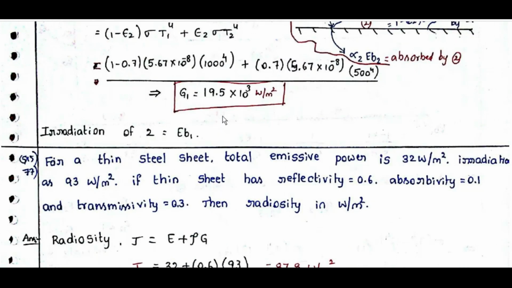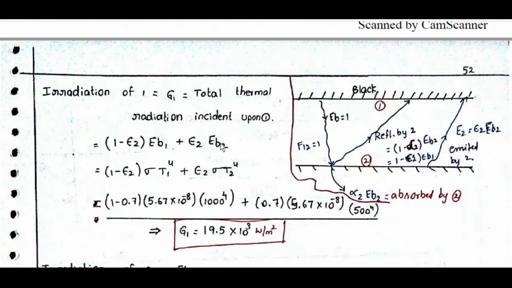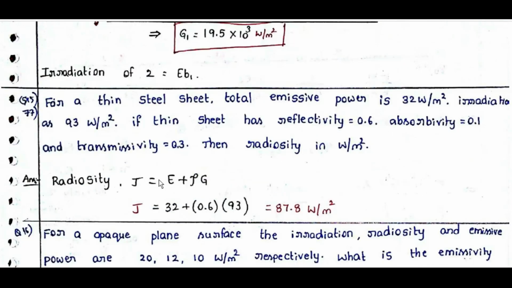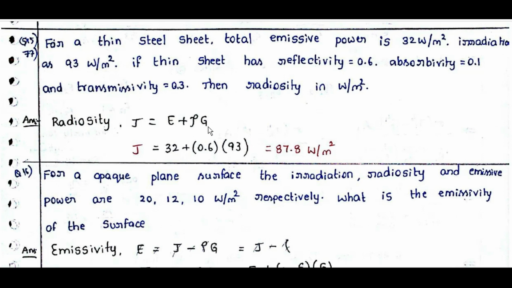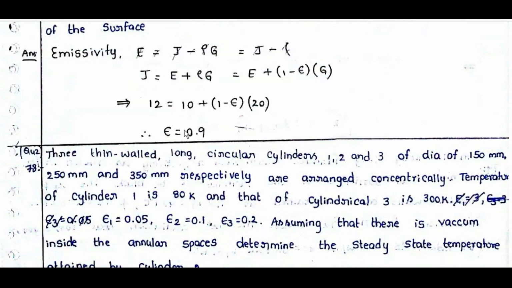Okay, radiosity J, radiation of 1 and radiation of 2. Radiosity J is equal to E plus rho G. Radiosity is what leaves the surface, E plus rho G, emissive power plus reflected. Rho is equal to 1 minus epsilon. From that we can find epsilon.